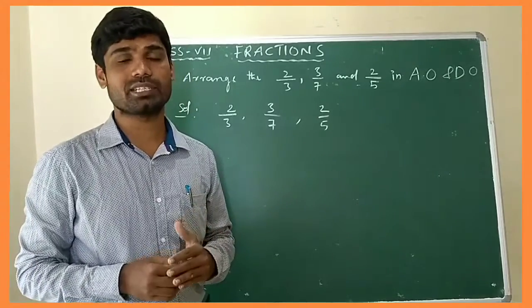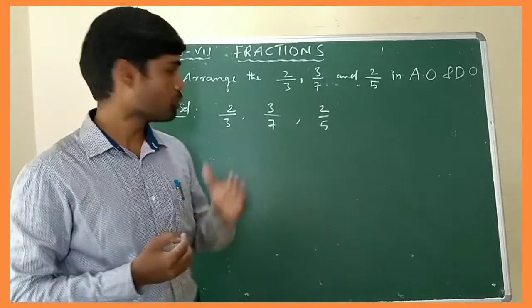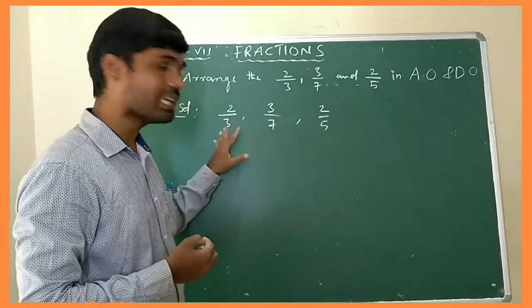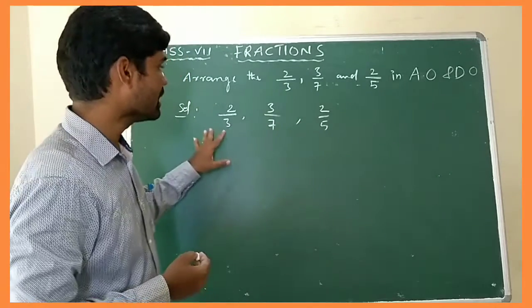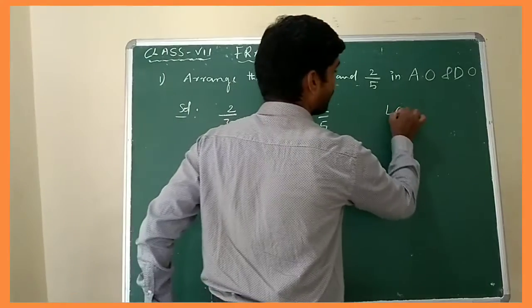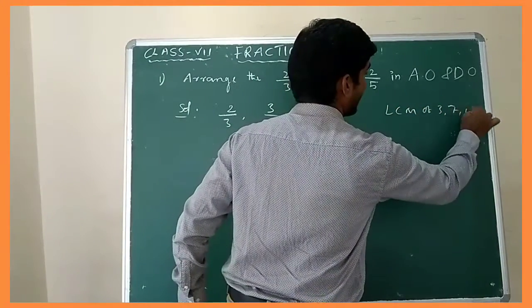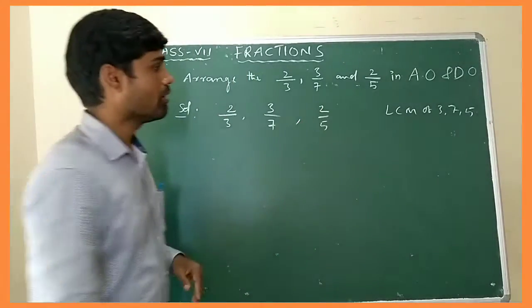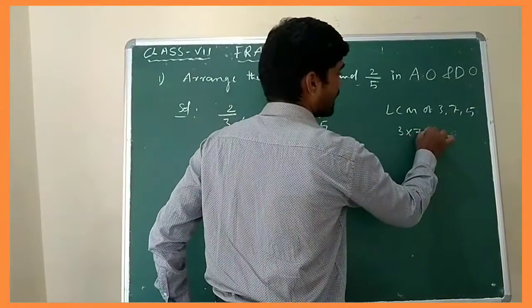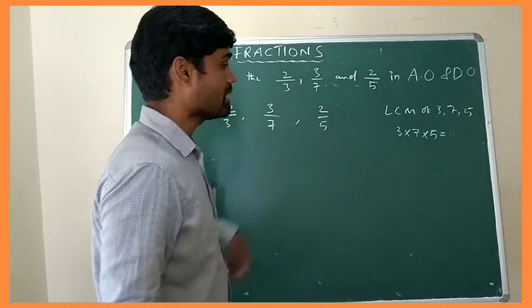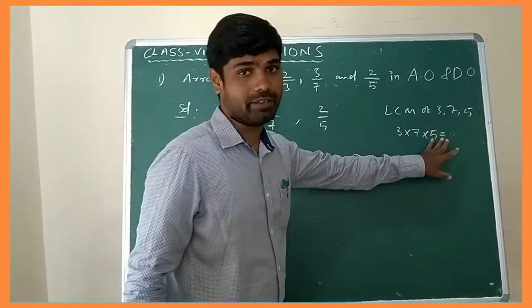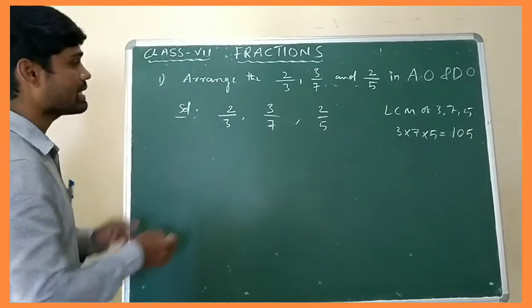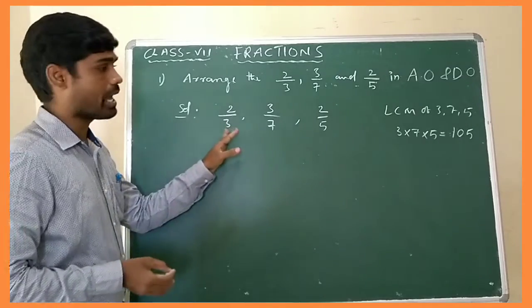To make them like fractions, what do we require? LCM. The denominators 3, 7, 5 must be equal, and to make them equal we need the LCM. What is the LCM of 3, 7, 5? All three of them are prime numbers, so you can directly multiply 3 into 7 into 5. 3 sevens are 21, and 21 fives are 105. So the LCM is 105.